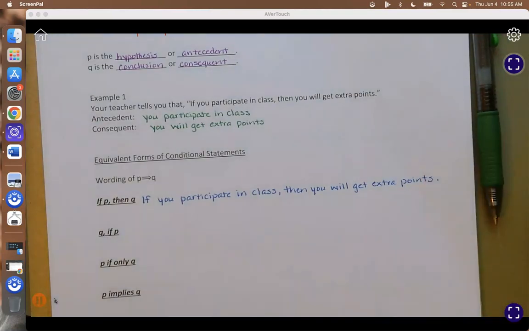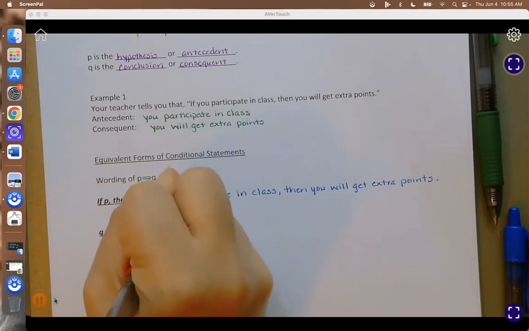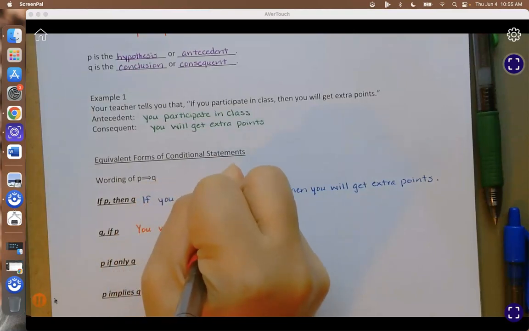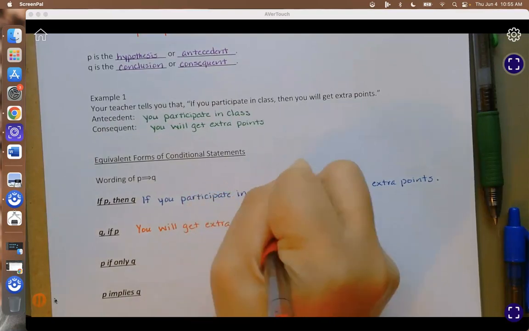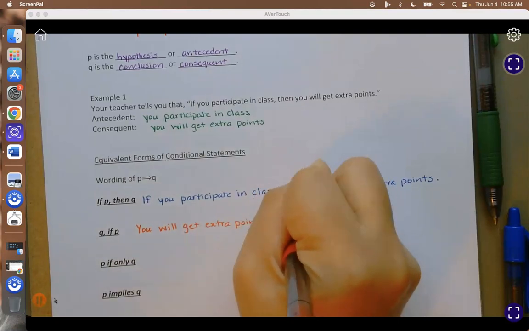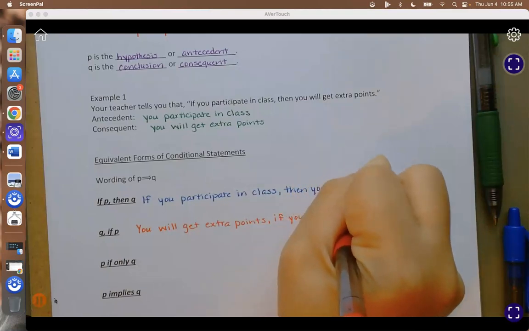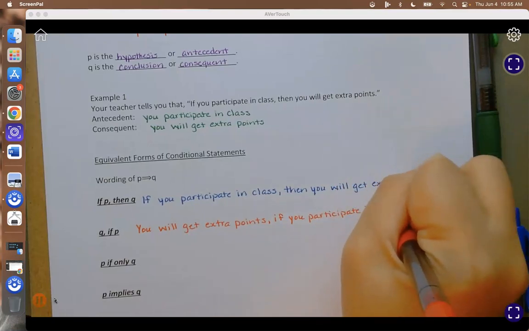Another way that you can write it that means exactly the same thing is you can write your consequent first, then comma, if the first part. So you could say, you will get extra points if you participate in class.